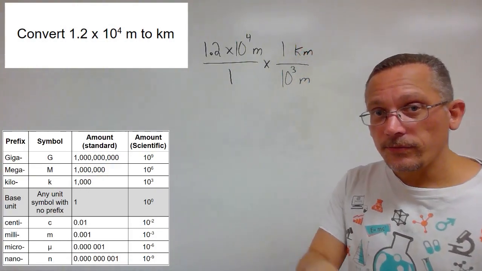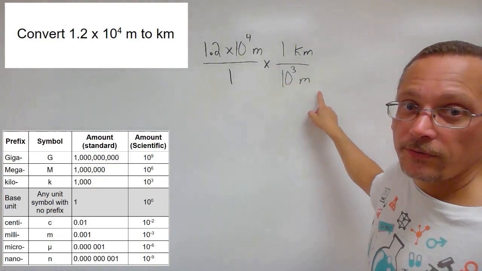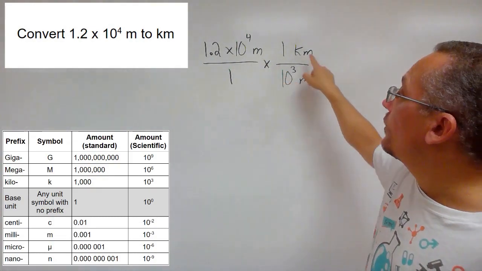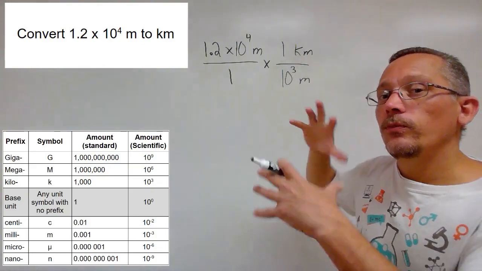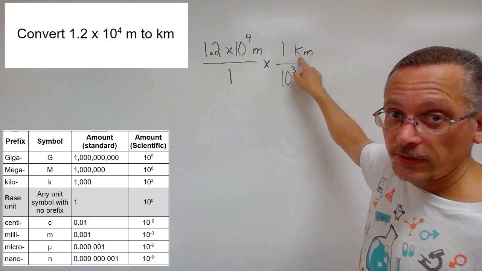And you can see this is different from the last problem. In the last problem, we had the prefixed unit here and the prefixed unit down here, and then we had the base unit up here. This one, we've got it the other way around. We have the base unit, and the prefixed unit.